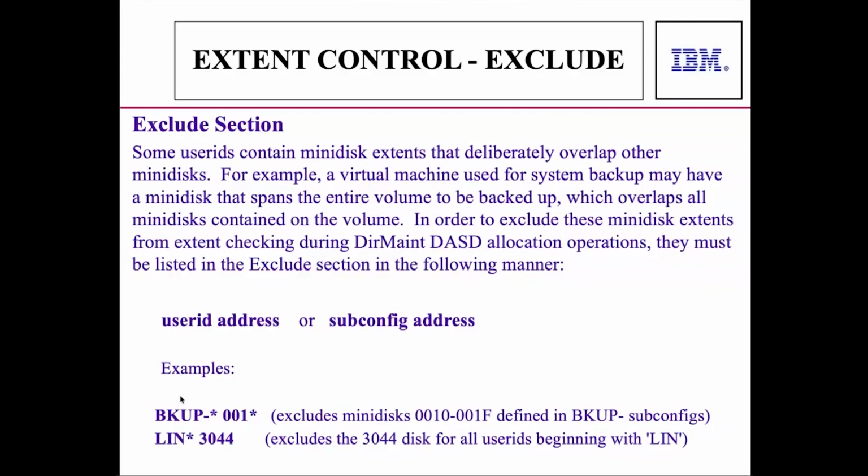And so here's some examples. You can use wildcards, asterisks in there, so you don't have to list every minidisk that's out there. You can say, all my backup dash whatever, these are maybe subconfigs, ignore those disks when you're doing disk allocation. So that's what those are for.